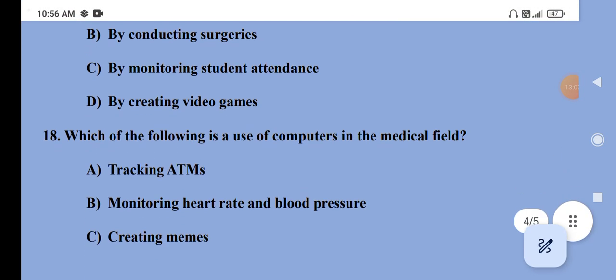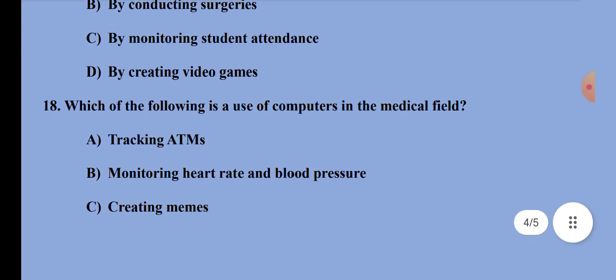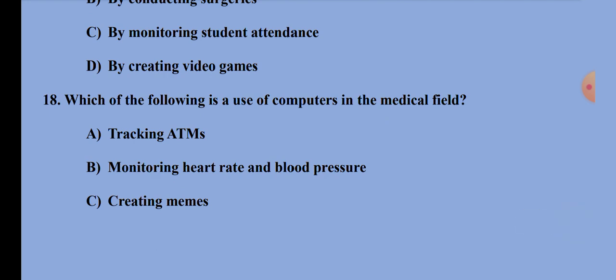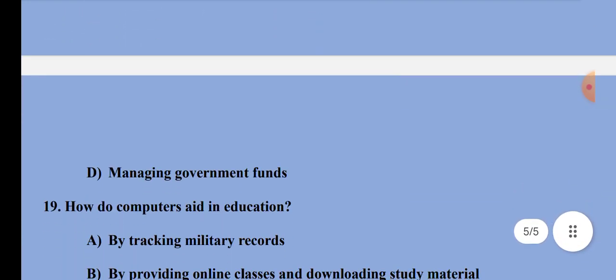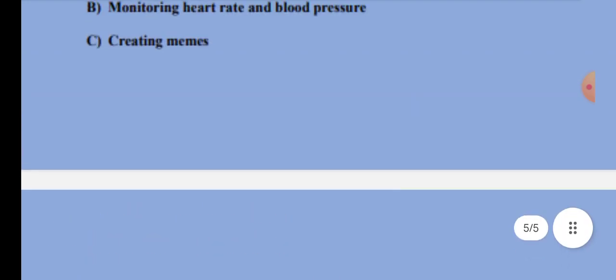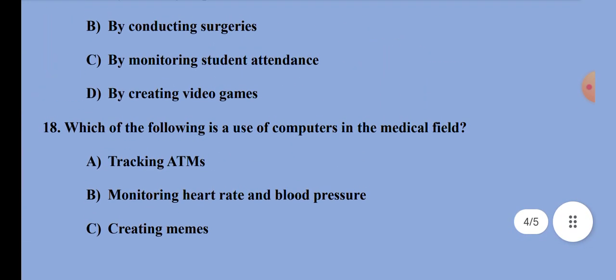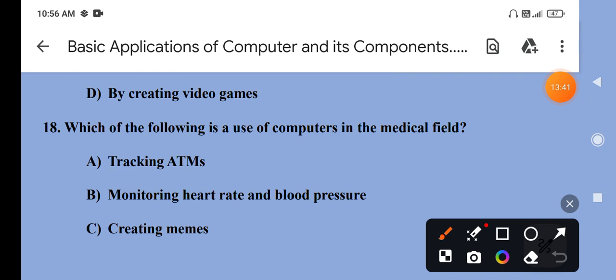Which of the following is a use of computers, question number 18, in the medical field? Option A, tracking ATMs. Option B, monitoring heart rate and blood pressure. Option C, creating memes. What a funny one. Option D, managing government funds. The right option is clearly visible here. Option B, that is monitoring heart rate and blood pressure. Computers are used in medicine for monitoring and analyzing vital signs and medical data. So option B.